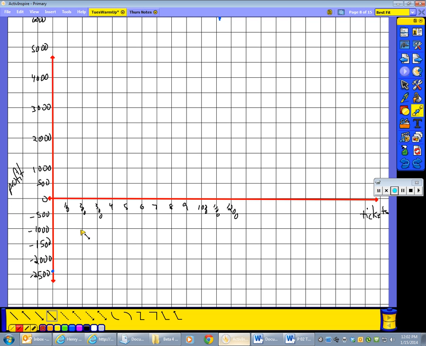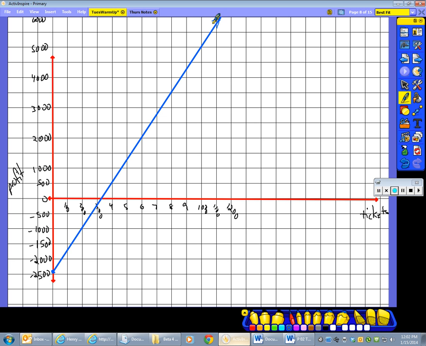So then I'm just going to connect my points. Let me do that with this blue color. And there you go. It looks like that. Now, of course, you're going to want to put little arrows on this side to indicate that it just keeps going. You don't really need the arrows down here because I can't sell negative tickets.